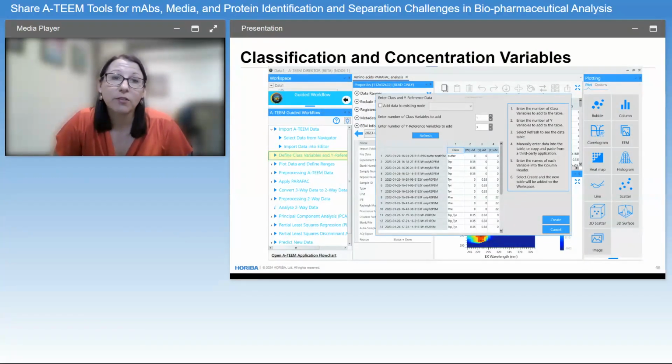The addition of classification and concentration variables, what we often refer to as Y reference data or Y block data, is as easy as copying and pasting them into a table. And so this example was from a data set that my colleague, Dr. Jeff Julian, collected of mixtures of the 3 different fluorescent amino acids, so tryptophan, tyrosine, and phenylalanine. And we can look at the classification of those mixtures and also the concentrations for each of the amino acids.